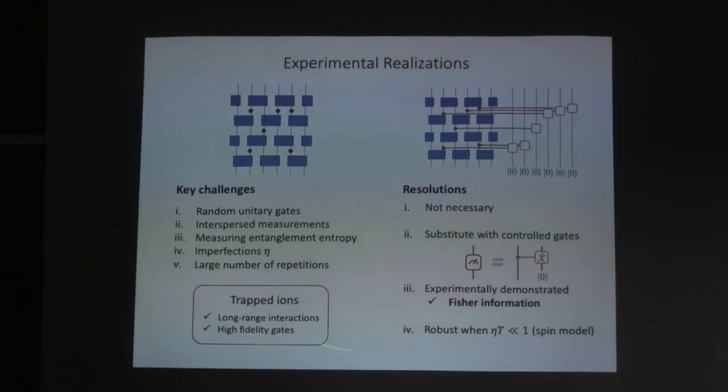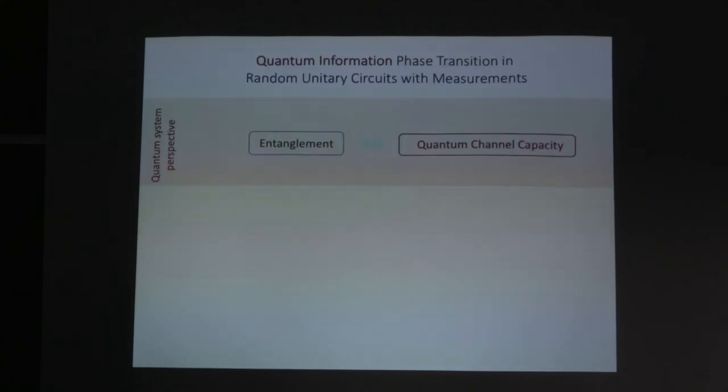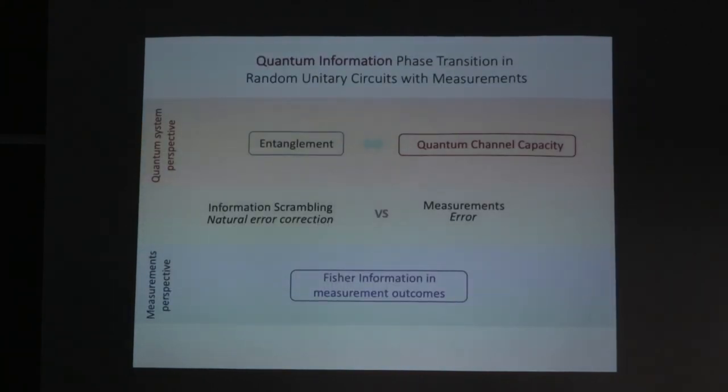Okay. So based on this consideration, the proof of principle experiment can be done with trapped ions utilizing this long range interaction at high fidelity gates. And so this is a summary of this part. If we have an entanglement phase transition, which is essentially changing the quantum channel capacity, and from a totally complementary perspective, we talked about the change in the Fisher information, and they are related by scrambling and measurement error correction. And we could understand this whole framework using the mapping to the spin model.